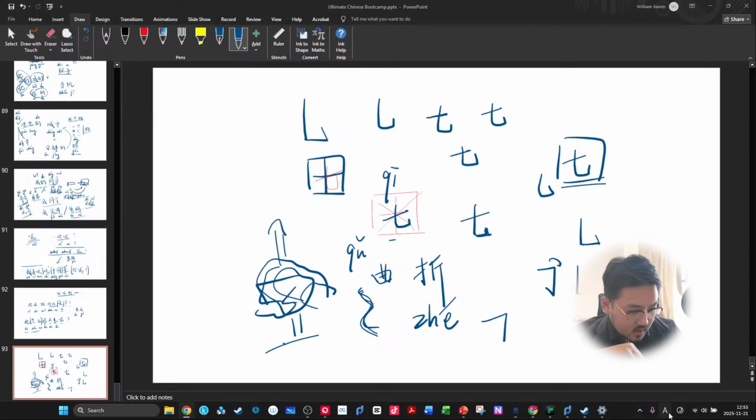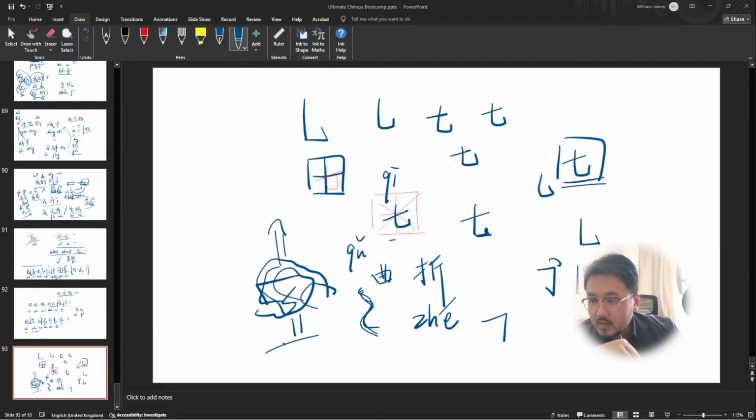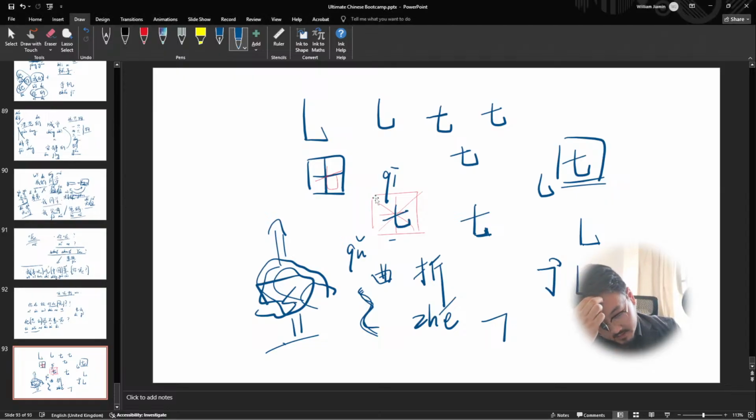Right, let me just change the input from Japanese to Chinese. And yeah, so basically that's 7.